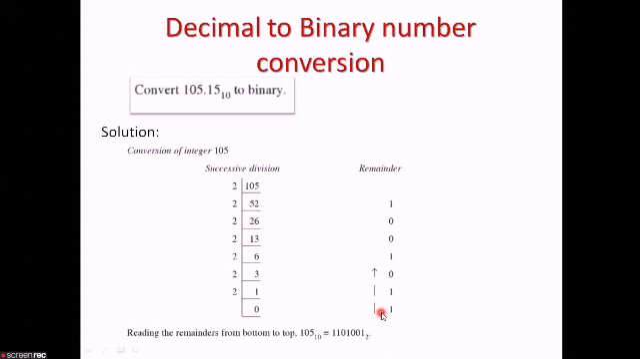So, the remainders are read from bottom to top. That's why the result is 1101001. So the answer is 1101001 to the base 2. Why is it 2? Because it is a binary number.